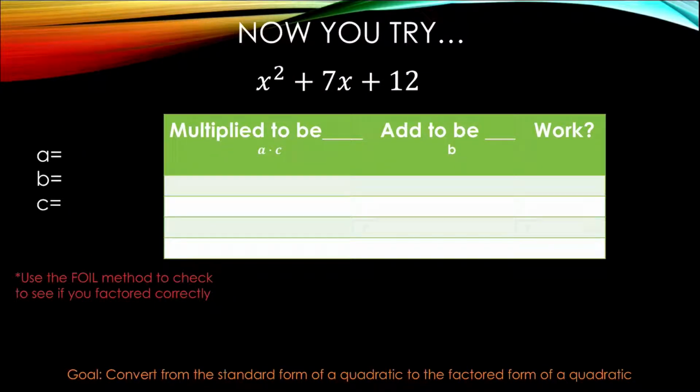All right, so I want you guys to try now. x squared plus 7x plus 12. Pause the video real quick and try and determine if you can factor it.